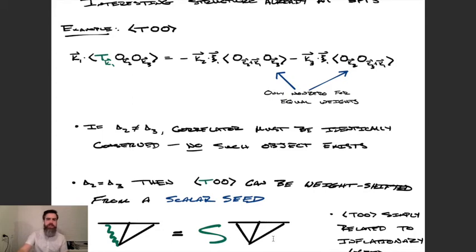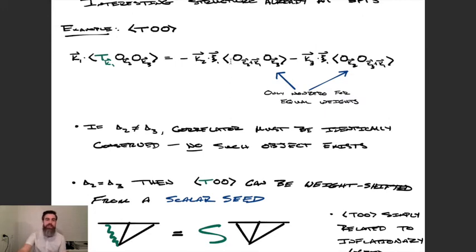In this case, the Ward-Takahashi identity takes this form. The details are not particularly important, but notice that the right-hand side depends on the 2-point function of the scalar operators. Famously, the 2-point function is only non-zero if the two operators have equal weights, or the bulk version of that statement would be that the two bulk fields have to have the same mass. So if they have unequal masses, the right-hand side has to just be 0.